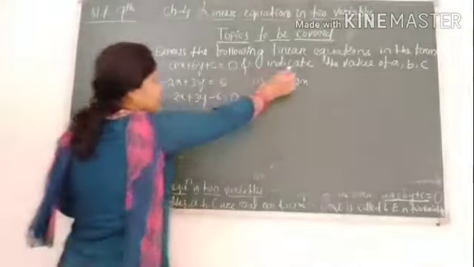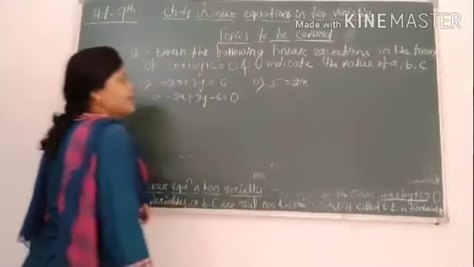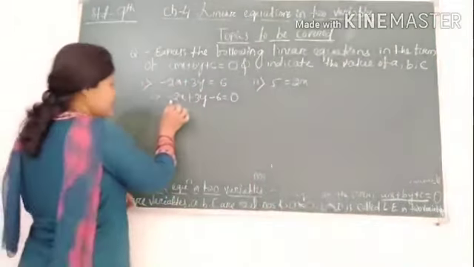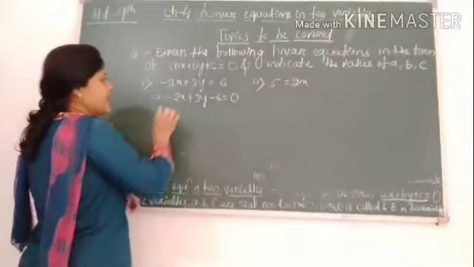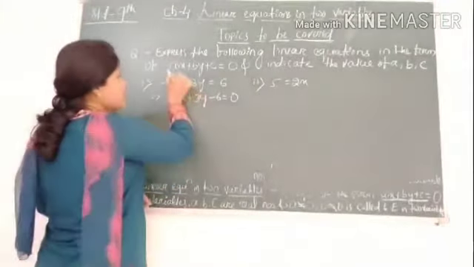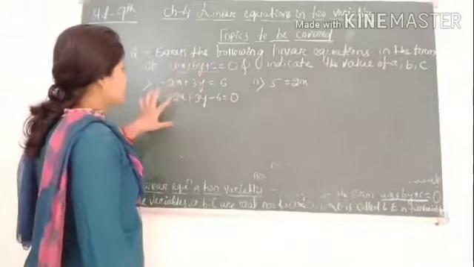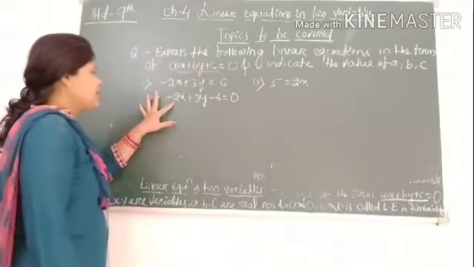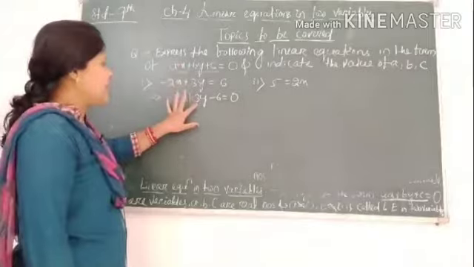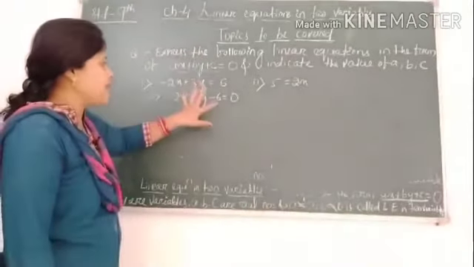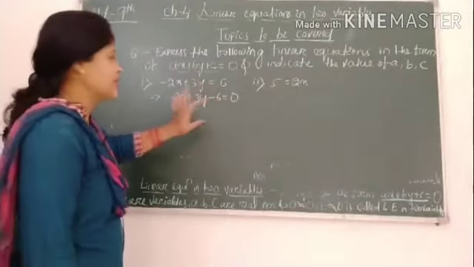After that, indicate the value of a, b, c. Means you have to write the value of a, b, c. As you know, your general form is ax plus by plus c. So ax plus, in place of a, minus 2 is there. In place of b, 3 is there. And in place of c, minus 6 is there.